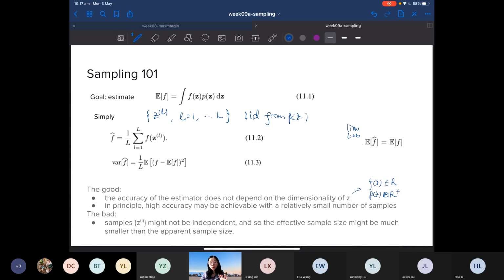So we are essentially working in a scalar space once we have f of z and p of z. That's nice. Another result is that the high accuracy or low variance of f may be achievable with a relatively small number of samples. The book threw out this magic number of 10 to 20, but really, once we're operating in the scalar space, and the big assumption here is that we can obtain IID samples from P of Z, then we really need a small number of samples.